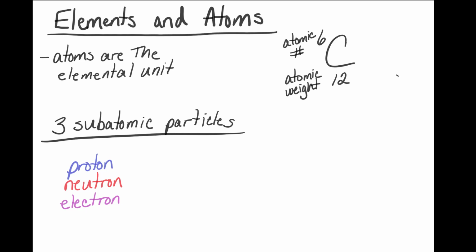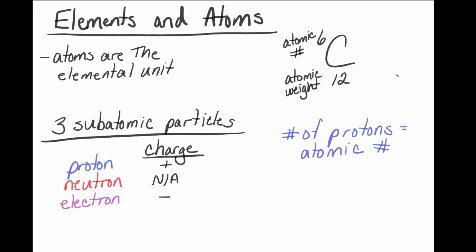Now, each of these subatomic particles has a particular charge associated with it. Protons have a positive electrical charge. Neutrons do not have a charge associated with them, and electrons are negatively charged. Now, when we come back to these values, the atomic number and the atomic weight that are associated with each element, this gives us some important information about the subatomic particles that are associated with each atom.